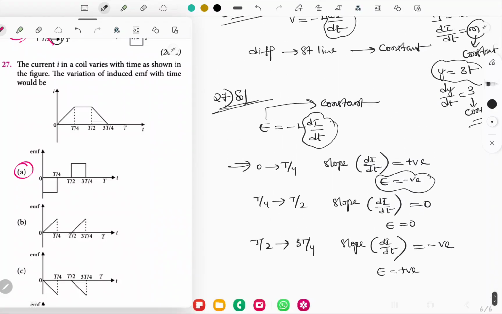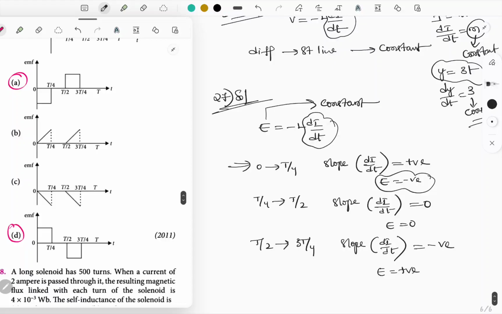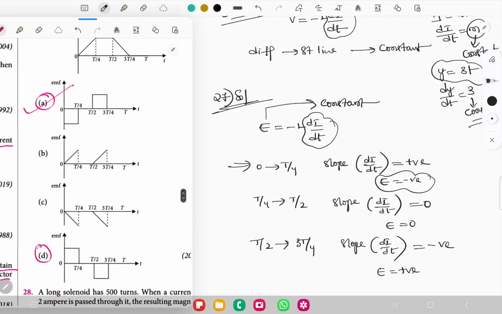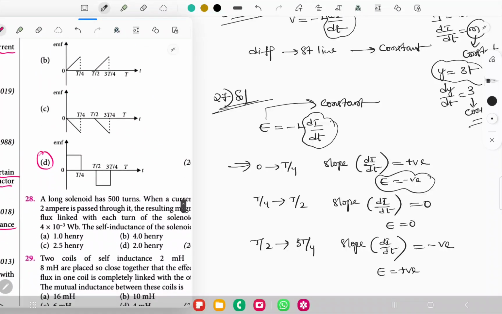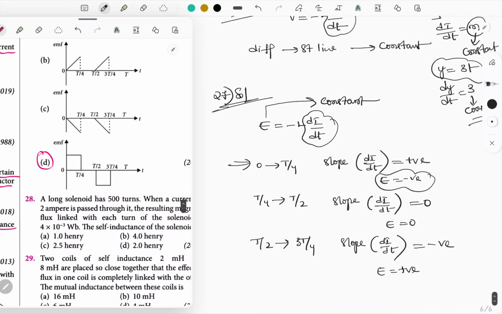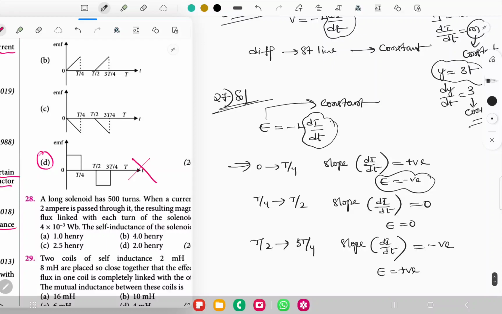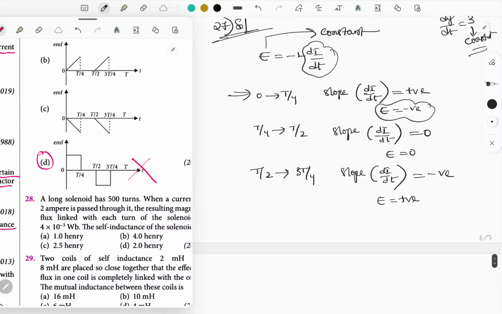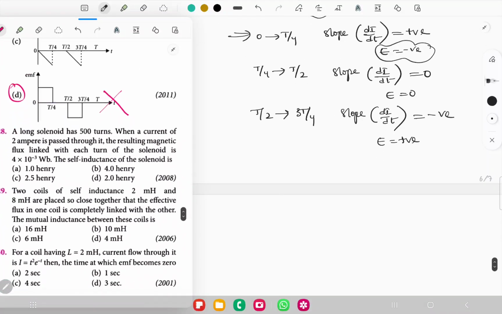Observe which option matches this. Definitely option A. For question number 27, option A is correct. I clearly told you option D is not matching even though it is a constant. Because of this reason, based on the slope only we can answer this.